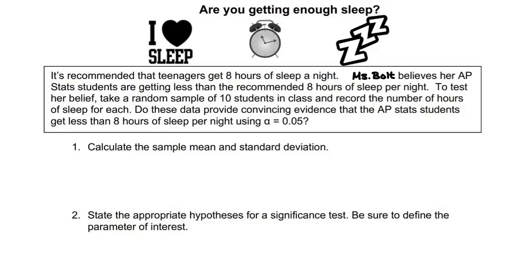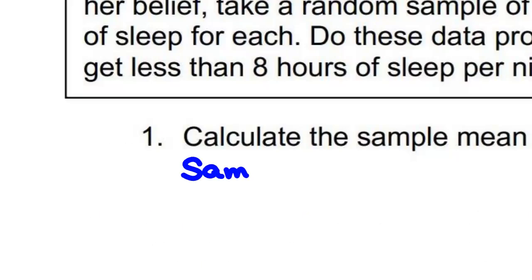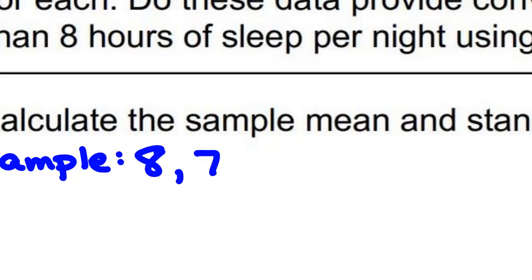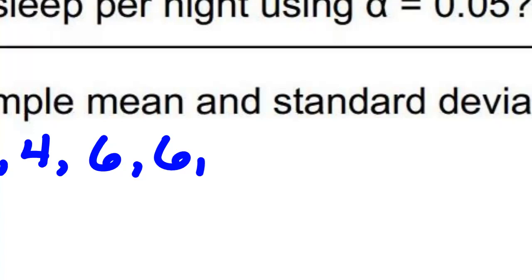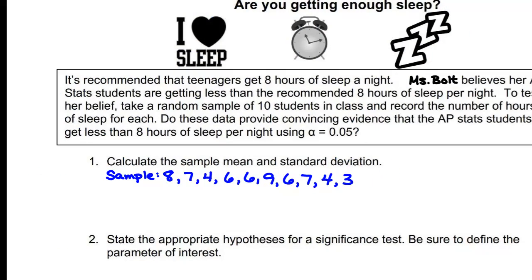All right, so in my random sample of 10, we had the following amounts for sleep. Here is our sample data: 8, 7, 4, 6, 6, 9, 6, 7, 4, and 3. I want you to calculate the sample mean and the standard deviation. Find the sample mean and the standard deviation.